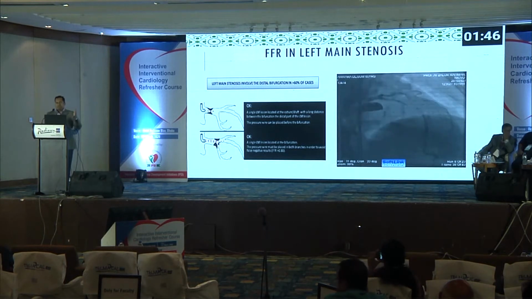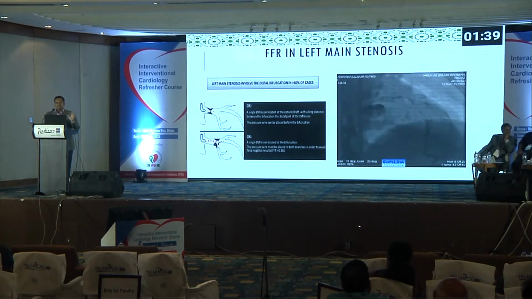If left main is involved in the ostium or in the shaft, we cross the lesion and measure the FFR, that is okay. But when there is a bifurcation lesion, we have to take two results, both crossing the left main to LAD, and crossing the left main to LCX. And we have to take the lowest value, because in one lesion we may get a fake normal result.